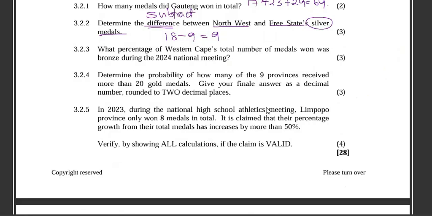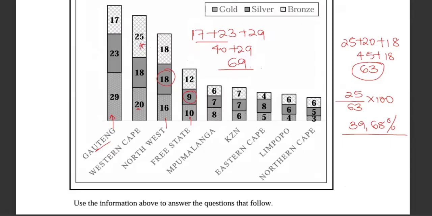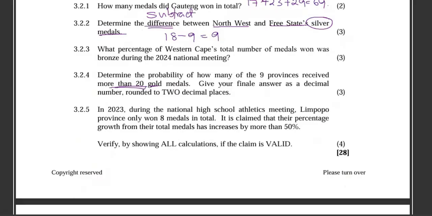Determine the probability of how many of the 9 provinces received more than 20. That means the number you're looking for has to be more than 20 medals, gold medals actually. Give your answer as a decimal number, rounded to decimal places. Let's come and see. Gold is this one here. How many have more than 20? It's only 1 out of 9. So we say 1 out of 9, which gives you 0.11.